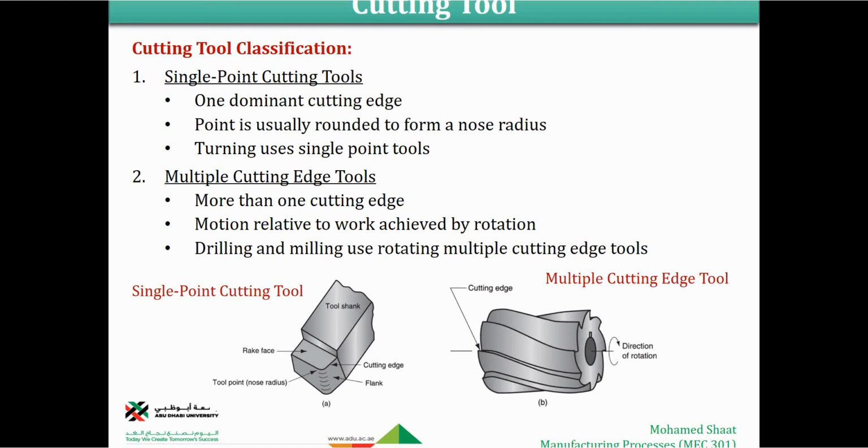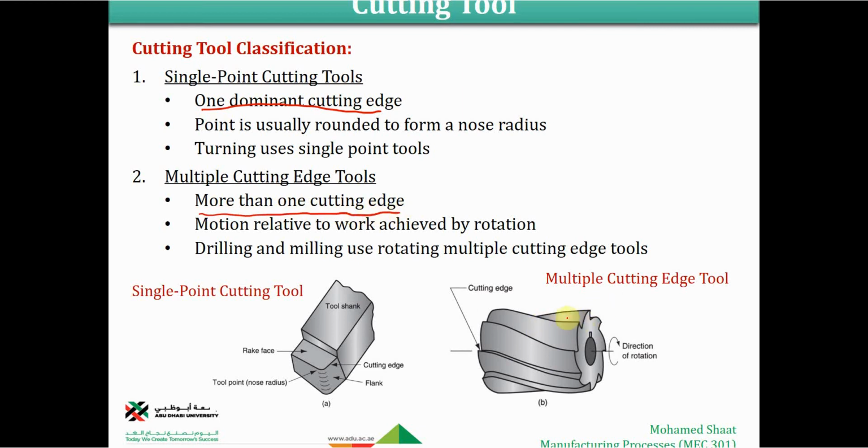But generally speaking, we can classify tools depending on the count of the cutting edges, how many cutting edges the tool has. For example, we have the single point cutting tool, like this one, which has only one cutting edge or one cutting point, and one dominant cutting edge is basically used for this type of tool. But in the multiple cutting edge tool, it means that you have more than one cutting edge, like the case of the milling operation.